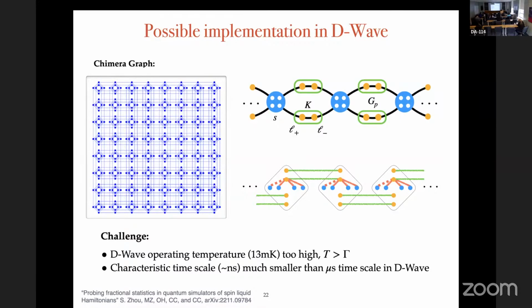First, the D-Wave operating temperature, which is around 13 to 15 millikelvin, is still too high, in the sense that this temperature is larger than our hopping gamma term. That already kills what we want to see. And second, the characteristic time scale for our experiment is at the nanosecond level, which is much smaller than the microsecond time scale that is available in the commercially available D-Wave machines.